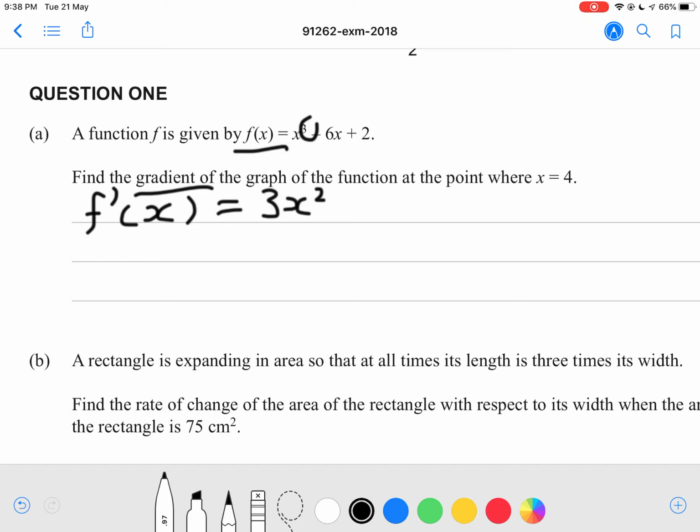And it says minus 6x. For minus 6x, we just get rid of the x and it becomes just minus 6. So the x is gone and it becomes minus 6. And then the plus 2 is just gone completely.